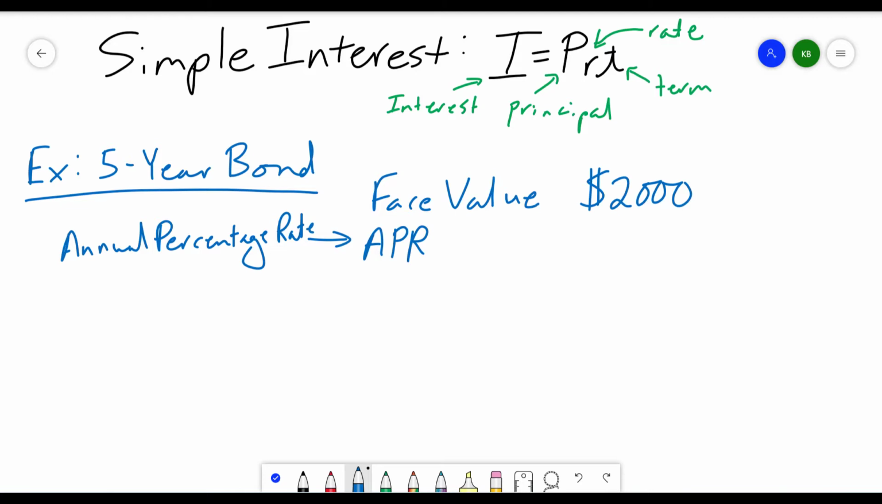And that has to do with how you're earning interest. All right. So whenever you see APR financing, it's the annual percentage rate that they're talking about. So let's say our annual percentage rate is 3%. All right. So what this is saying is every year I'm going to earn 3%. Right. So then another thing, notice I have a 5-year bond here. So my term is 5 years.